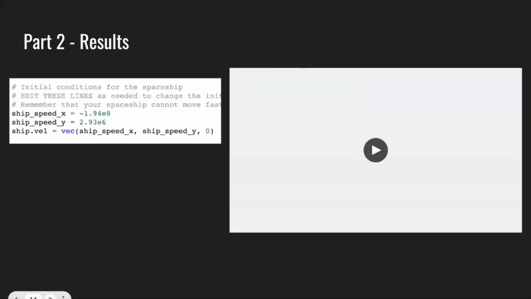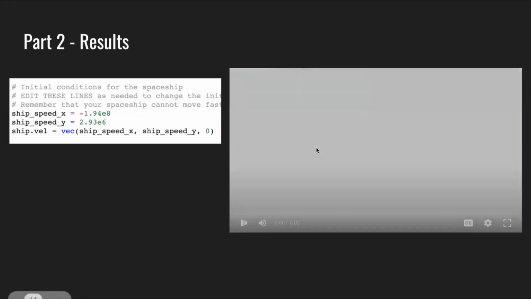The results for part two were partly determined by trial and error of the ship's velocity in the x and y direction. To calculate these values, I simply considered not going above the speed of light, because that would be physically impossible.